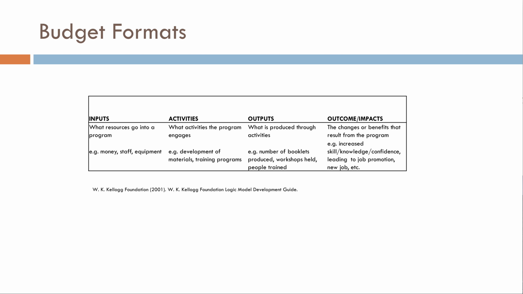Here's an example of a program plan budgeting system, and this could also be used for a performance-based budget. We have the inputs, we have activities tied to those inputs, we have outputs as a result of those activities, and then we have outcomes or impacts.